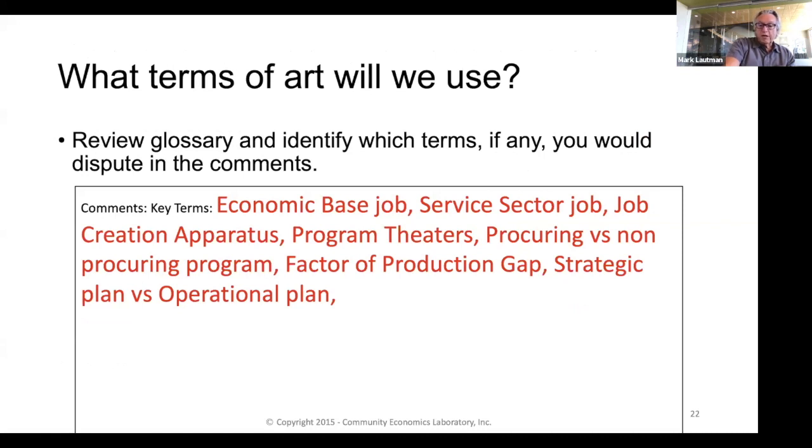What terms of art will be used? So these are the key terms. We brought them up before: economic base job, job creation apparatus, program theaters, a procuring program versus a marketing campaign, factors of production gaps, and a strategic plan is very different than an operational plan. So those are just some of them.